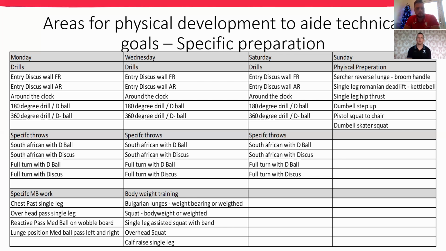And then we've got some specific med ball work. We've got chest pass and single leg, so we really focus on using that single leg area. Chest pass at a wall on single leg, left and right. Overhead pass, just overhead into a wall. A reactive pass on a wobble board. Mike will do this on two feet on the wobble board at the moment, but you can move it on to single leg, and then obviously lunge position, med ball pass left and right.